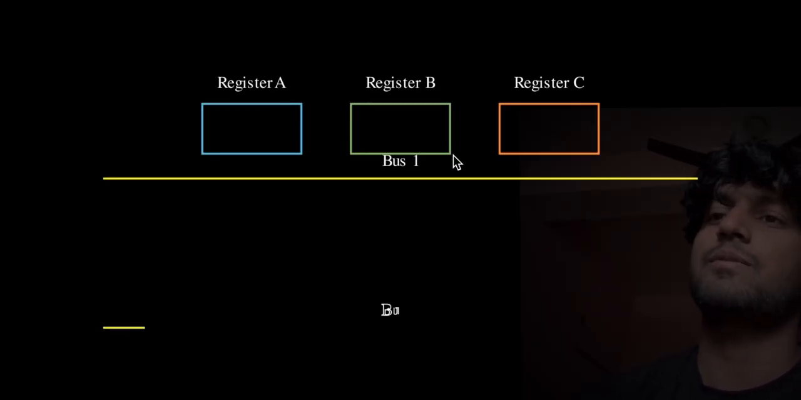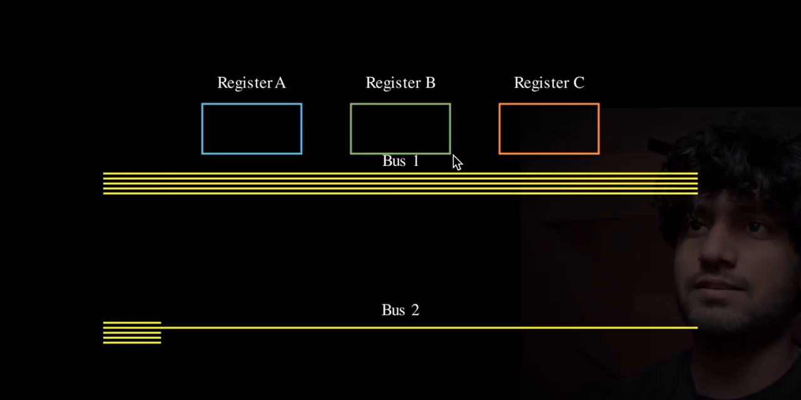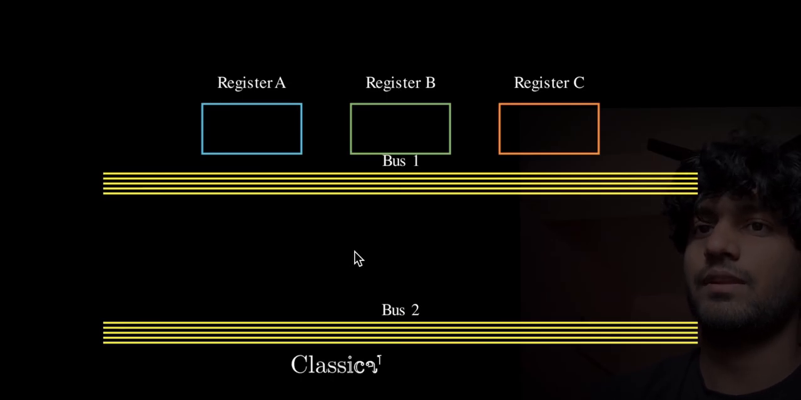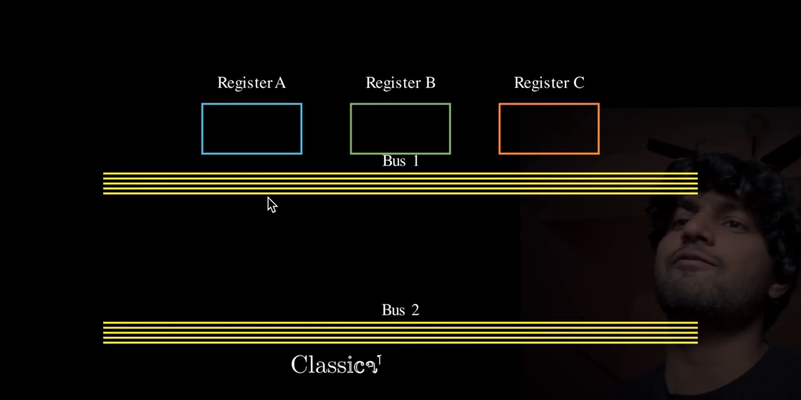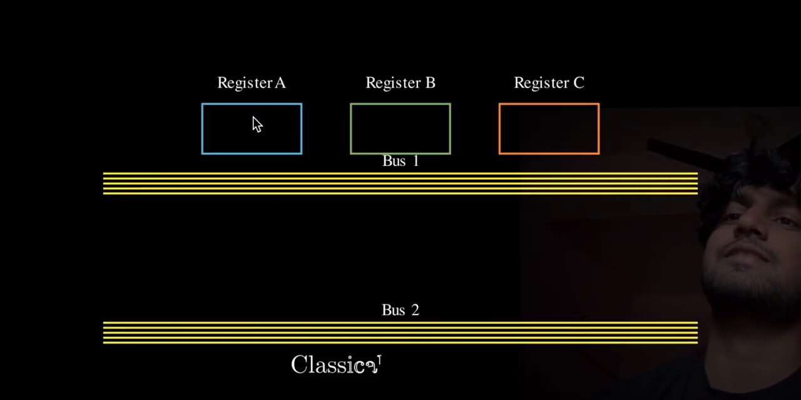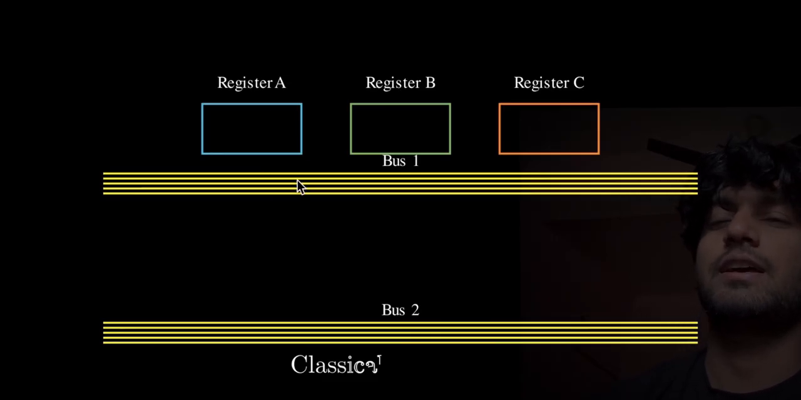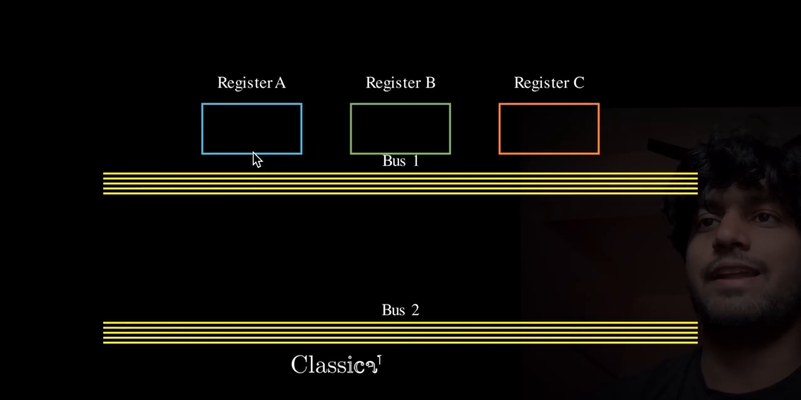And how this information is passed is basically they use buses. These yellow lines are buses, right? And how this bus will work, let's say if I have to transmit some information from register A to B, we will not directly, there will be no wiring from A to B.